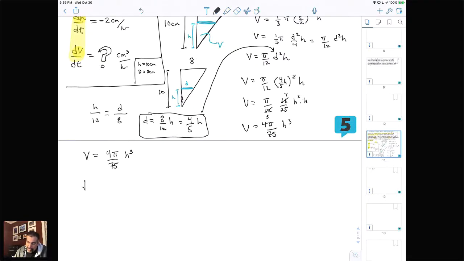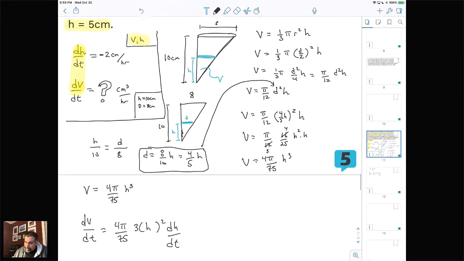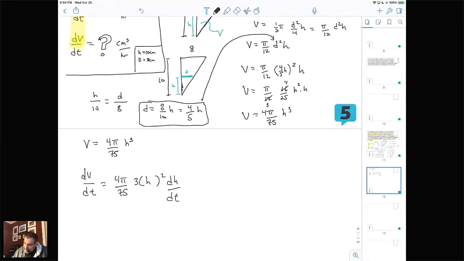So the derivative of v is dv over dt. The 4 pi over 75 gets a free ride, and the h cubed is a chain rule. So it's 3 something squared, copy h in the middle, dh over dt is the derivative of the inside. So using all of our information, we can now hopefully finish this off. What we're going to get is dv over dt. I'll write it up here.